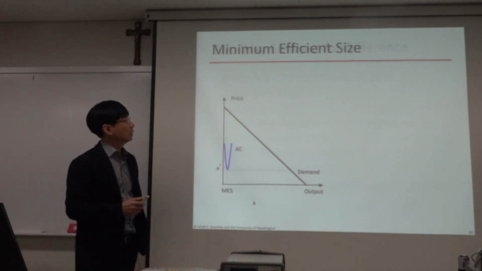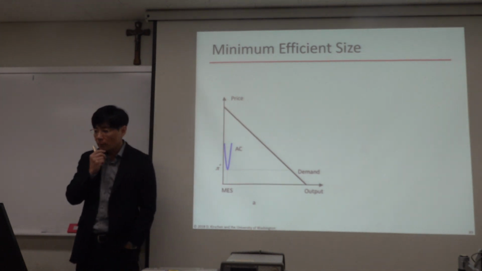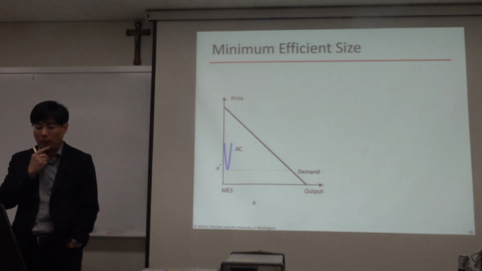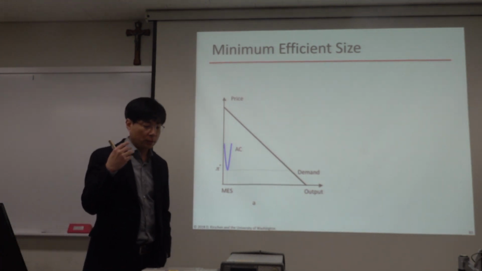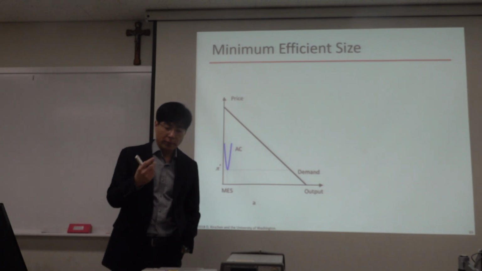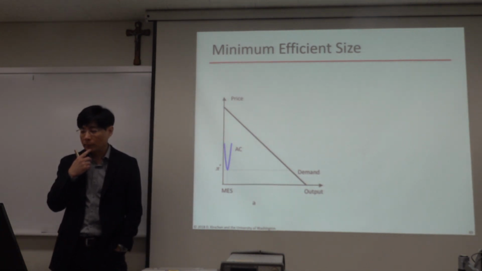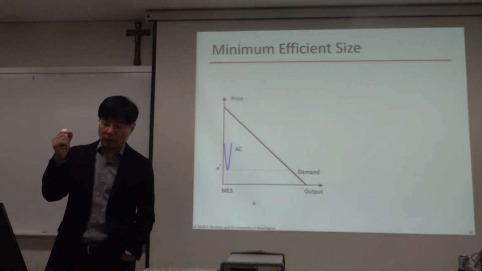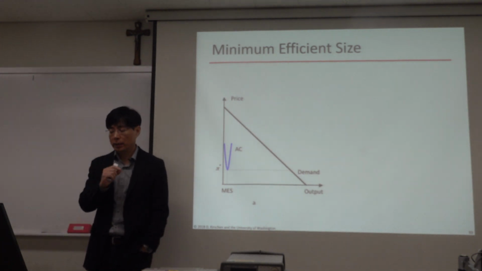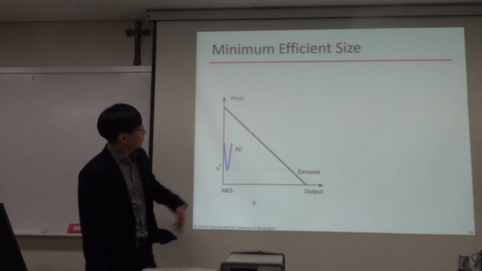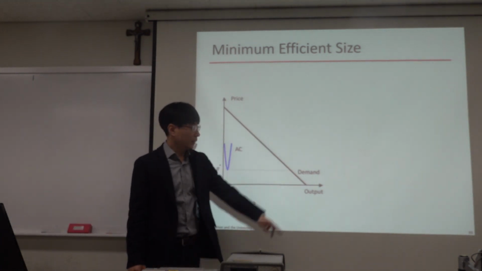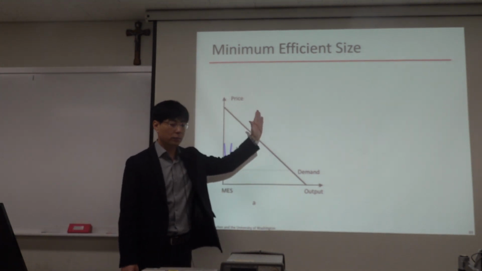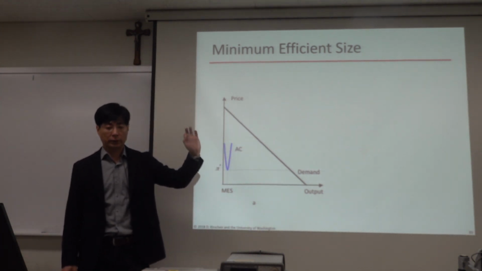And let's talk about the last part of chapter 2. This is about the minimum efficient size, and we will talk about the monopoly case. And yeah, how can we determine the market clearing price in the case of monopoly? So, this is a demand curve. Okay. And previously, we used the supply curve using the marginal cost function.